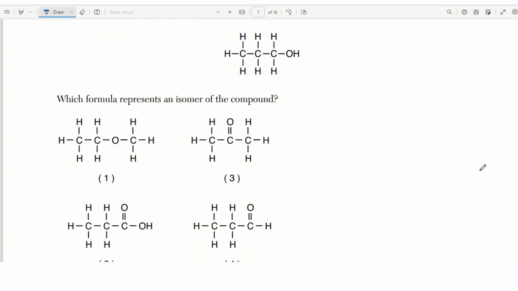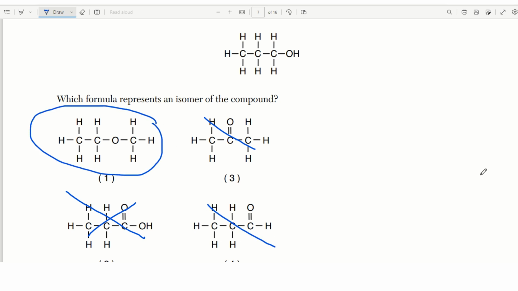And given this formula, which is an isomer? Isomer means it has the same exact atoms, just arranged differently, but it has to have the same number of atoms. Okay, so I need 3 carbons. They all have 3 carbons. 1 oxygen. Okay, I can get rid of this option that has 2 oxygens. And then I need 8 hydrogens. Okay, this only has 6. This only has 6. So there we go, isomer.